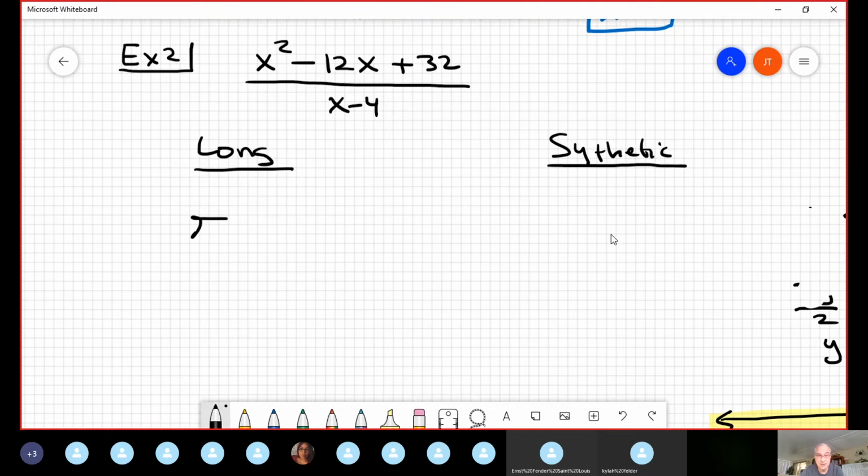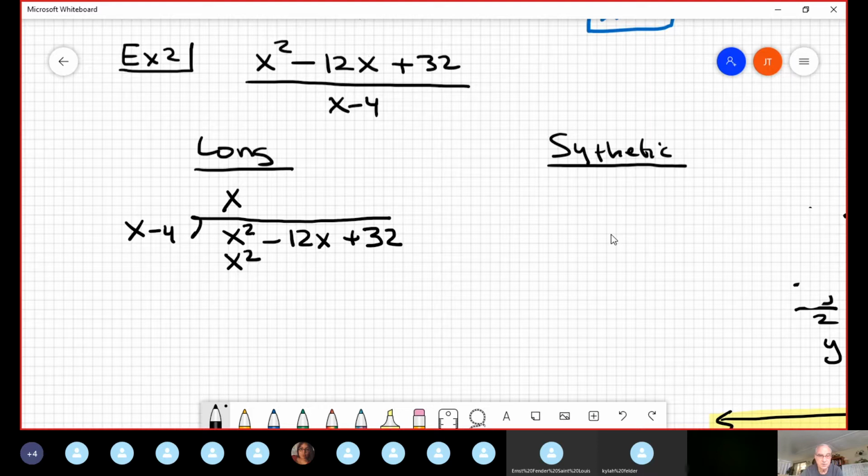Okay, I copy that like that, this symbol. X squared minus 12x plus 32 over x minus 4. It's obvious that the expression is x, because x times x is x squared, and x times -4 is -4x. By subtracting, change the sign. This cancels, always cancels. And bring down, this is -8x. Finally, bring down 32.